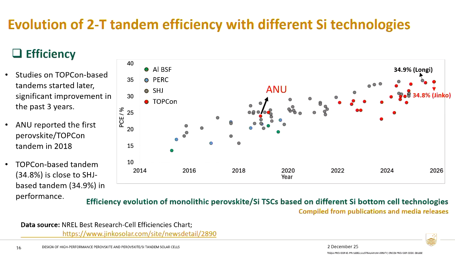So the perovskite TOPCon tandem research started much later than that of the perovskite heterojunction, but the past 3 years have seen very fast progress. And ANU was the first to report the perovskite TOPCon tandem in 2018, and now the highest efficiency for both schemes was achieved by two leading companies, with Longi achieving 34.9%, probably now 35% for silicon heterojunction perovskite, and also Jinko recently announced 34.8% for perovskite TOPCon tandem.